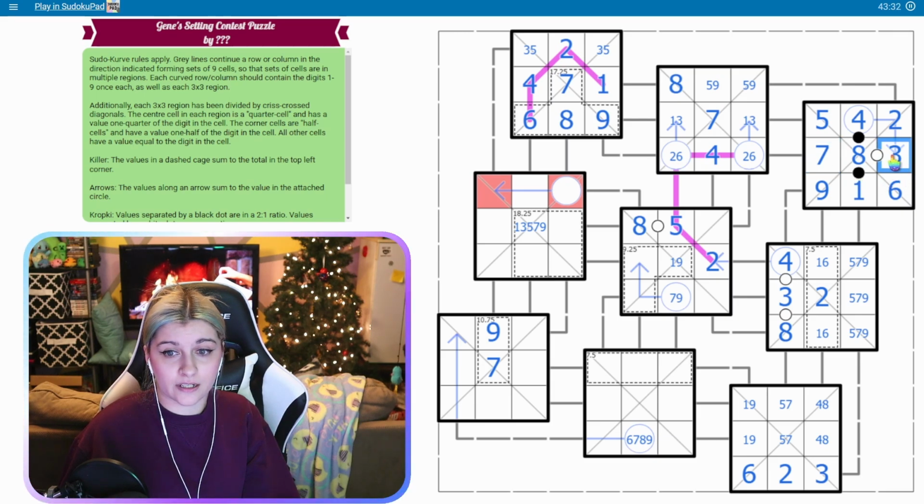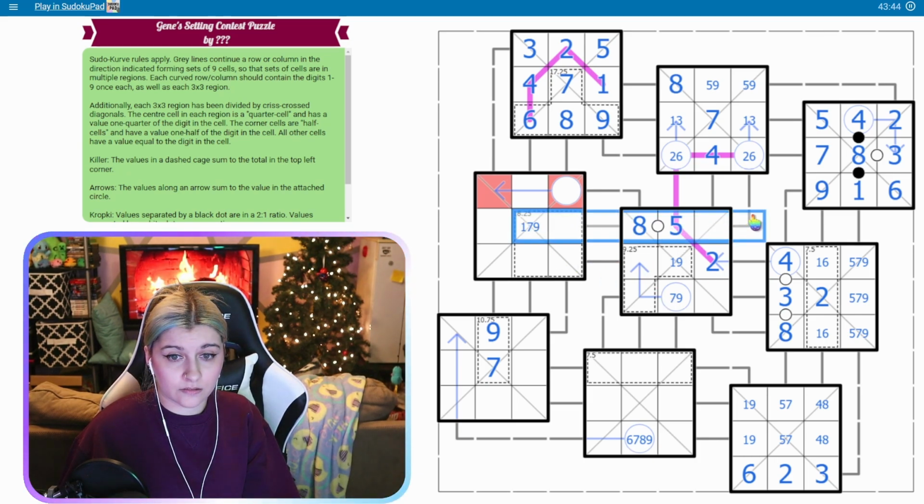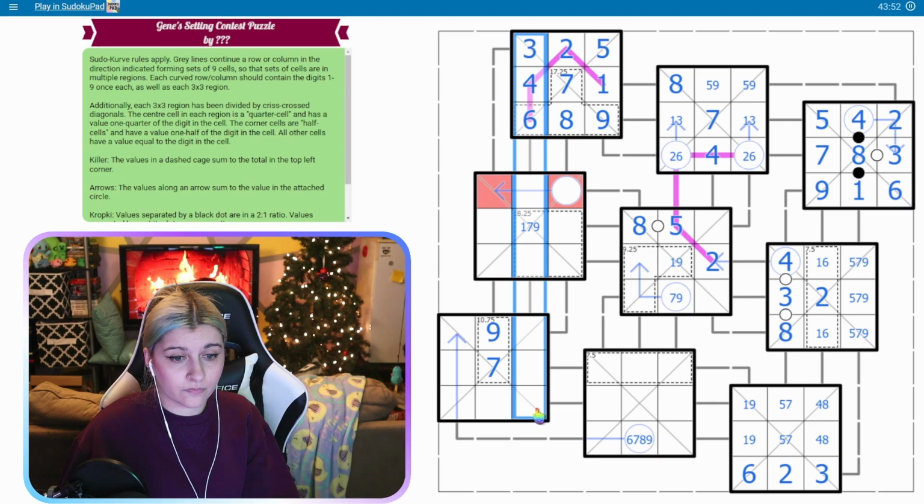Oh, I have a 3 here. 3 sees this, so this is a 5, and this is a 3. Which definitely sees this. And a 5 sees this as well. I don't know if it's going to see a 1 or a 9 here. It might. Okay.